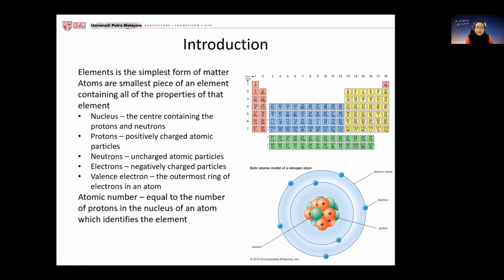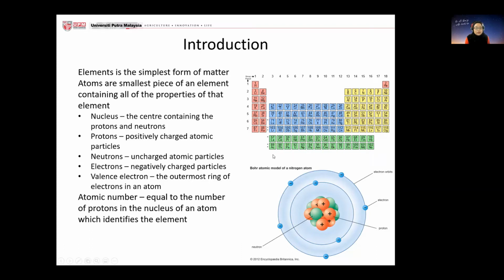So if you look at the atoms and at your table of elements, which is very familiar to us, look at the atomic number, the one that is there, 1, 3, 4. That actually equals the number of protons in the nucleus, and that is the identity of that element.